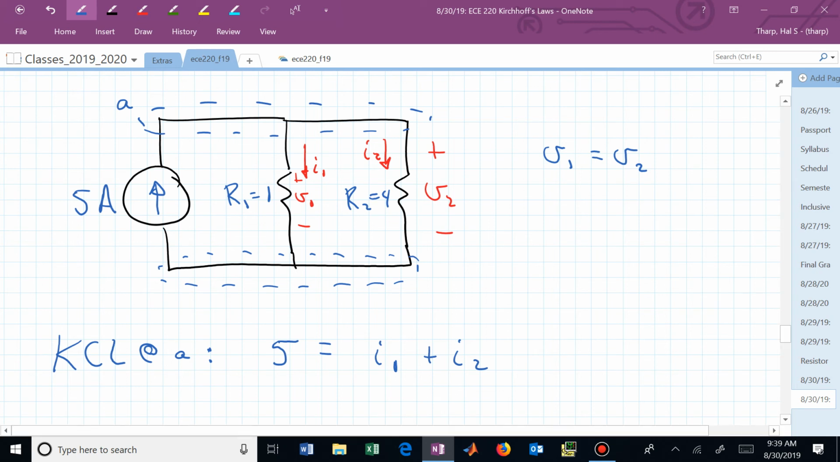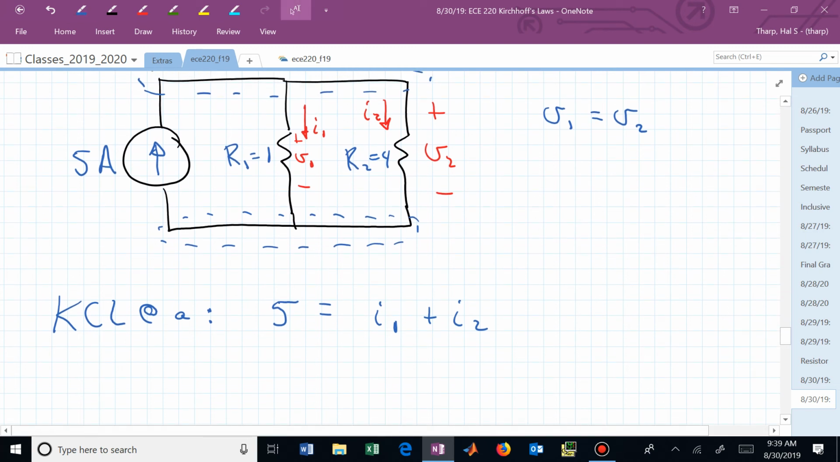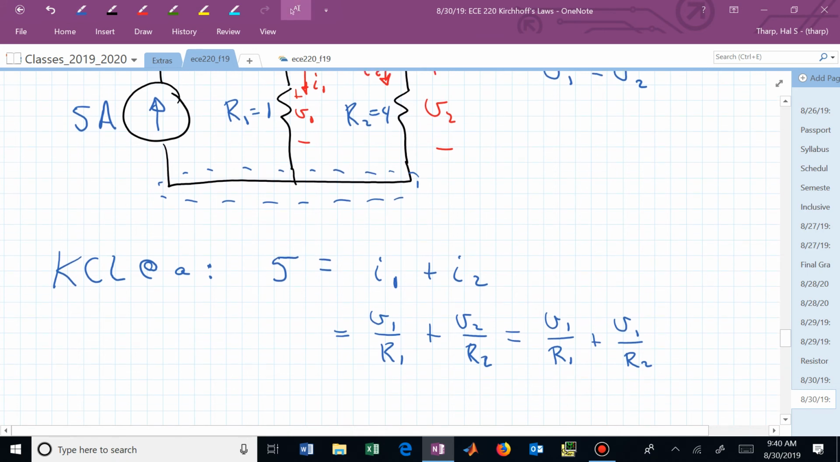And you could have said, I just want to sum the currents out. Well, then you have minus 5 plus I1 plus I2 equals 0. And you'll get the same thing. But we can write I1 and I2 using Ohm's law. And we now know that V1 and V2 are the same. Let's just write them always as V1. And now we have one equation and one unknown.